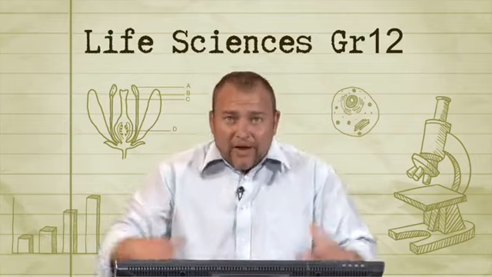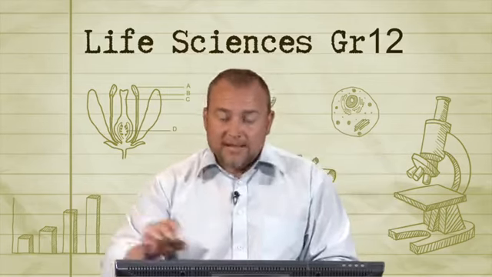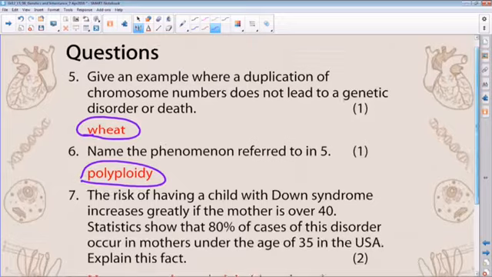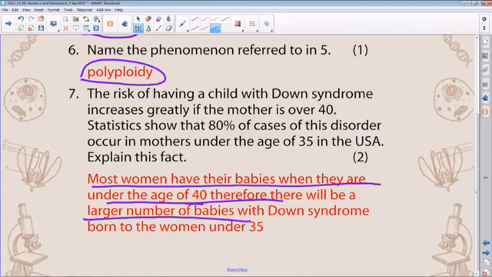Okay, if 40-year-olds are not having children, and 35-year-olds are having more children. Let's say 35-year-olds have 6,000 kids, right? But 40-year-olds only have 10 kids, right? What happens? You get more cases of Down syndrome in that group. So let's have a look. Most women have their babies when they're under the age of 40. Therefore, the larger number of babies with Down syndrome are born to women under 35.